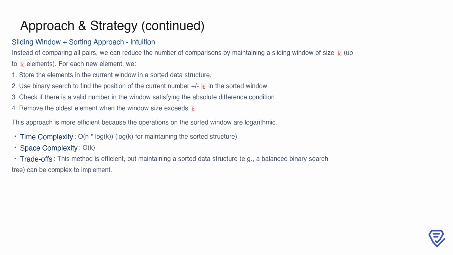As the window moves forward, the oldest element is removed to ensure the window size does not exceed k. This method is more efficient than brute force, reducing the time complexity to O(n log k) due to the logarithmic cost of maintaining the sorted structure.